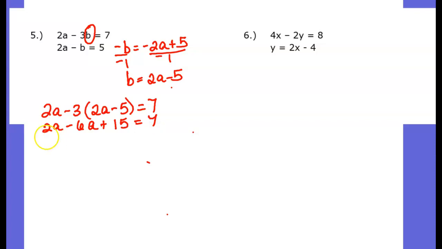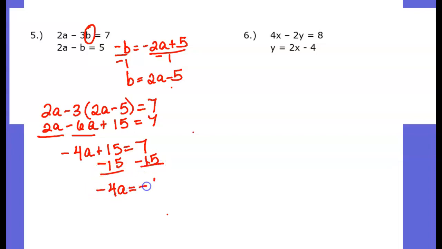All right, 2a minus 6a is negative 4a, plus 15 is equal to 7. Then I subtract the 15 from both sides. Negative 4a is going to be equal to negative 8. All right, when I divide by negative 4, my a is going to be equal to 2.